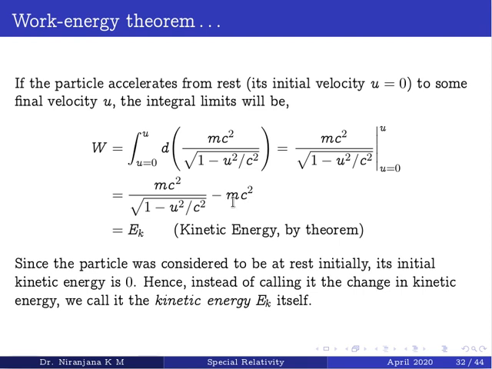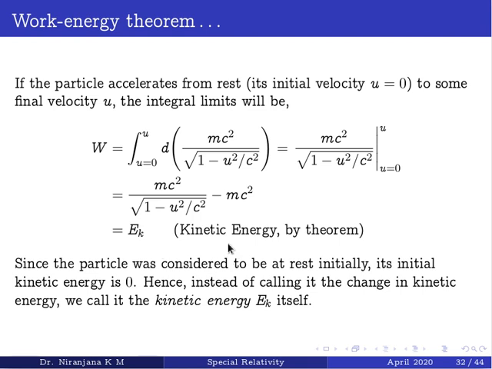minus mc square as the expansion, because you can see when you apply the lower limit, when you are taking u equals to 0, the denominator will become 1, and hence the whole expression is just mc square. And by the work energy theorem, this final result is claimed to be kinetic energy.